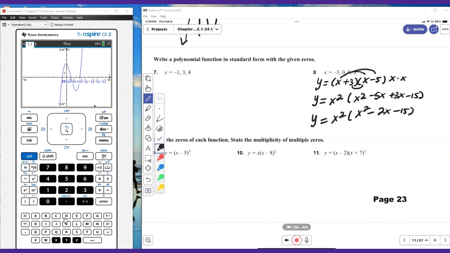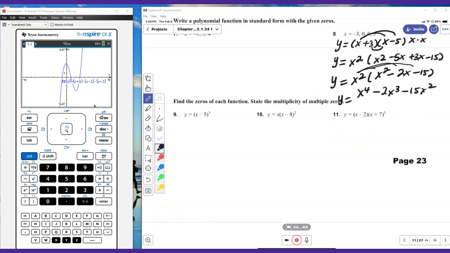Okay, we're going to multiply again. x squared times x squared, so that's x to the 4th. x squared times negative 2x is negative 2x to the 3rd. And then x squared times negative 15 is negative 15x squared. And what I did there is I did the distributive property.